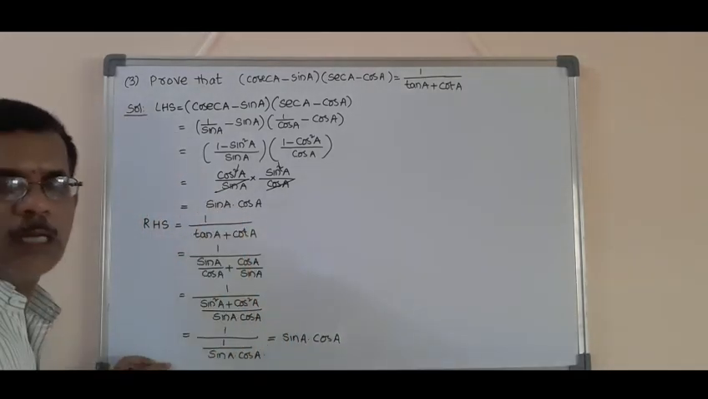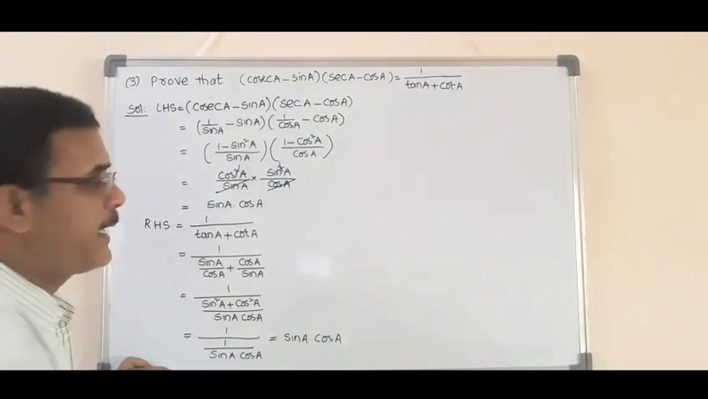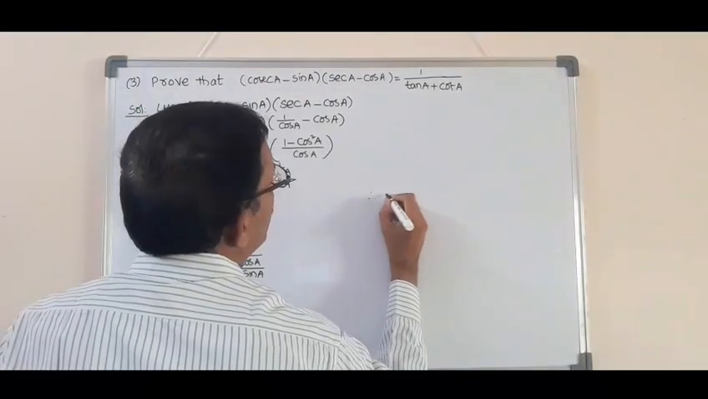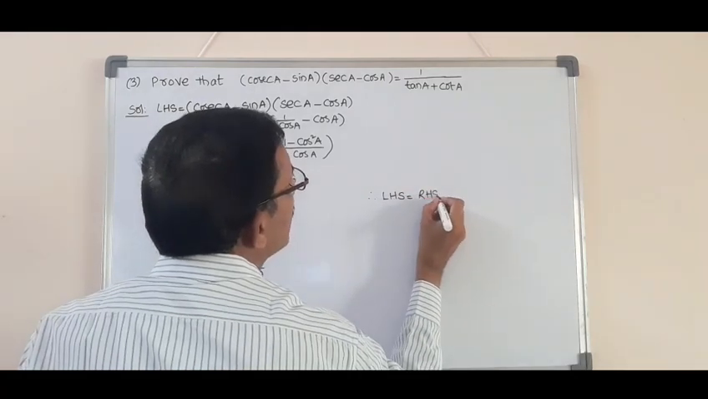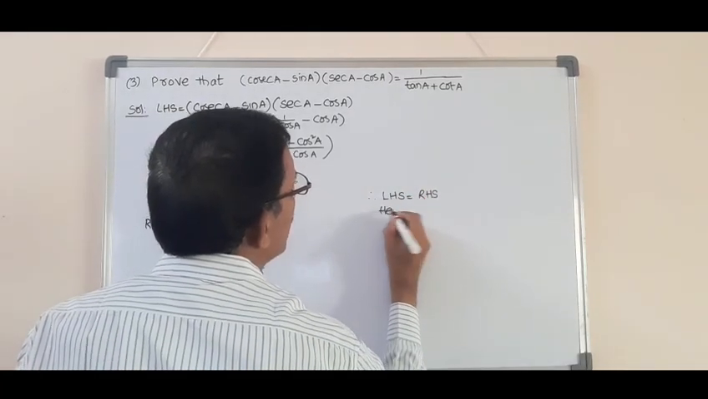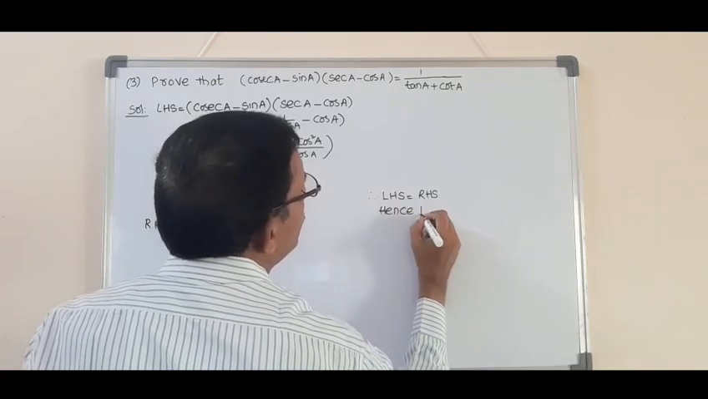LHS is sin A into cos A. RHS is also sin A into cos A. Therefore, LHS is equal to RHS. Hence, proved.